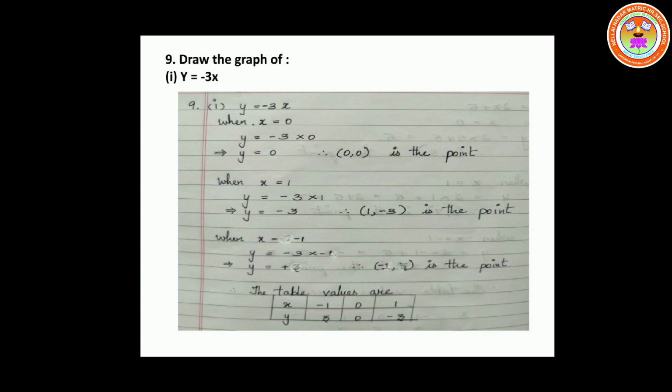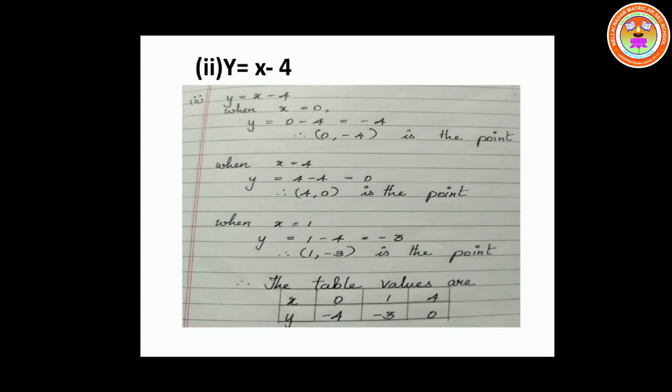Next I am going to the second part of the sum. y is equal to x minus 4. When x is equal to 0, y will become 0 minus 4, that is minus 4. So 0 is the x value and minus 4 is the y value. When x is equal to 4, what is the y value? 4 minus 4, that becomes 0. So 4 comma 0 is the point. When x is equal to 1, what happens to y? 1 minus 4 is minus 3. So 1 comma minus 3 is the point.